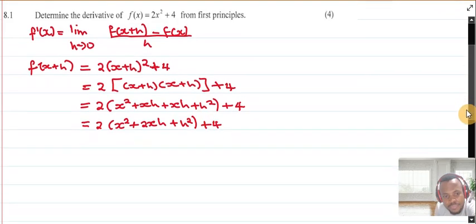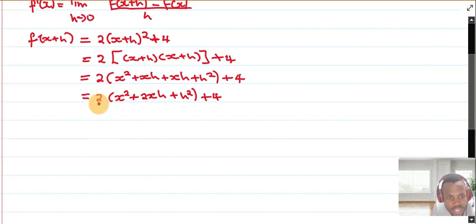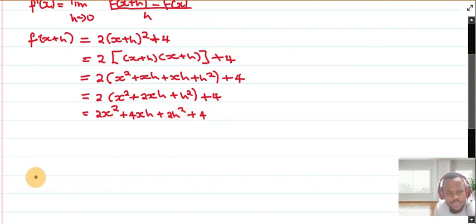Okay, so from here you can distribute 2 throughout, you end up with 2x squared plus 4xh plus 2h squared. Don't forget this plus 4. Okay, now you know f at x plus h.